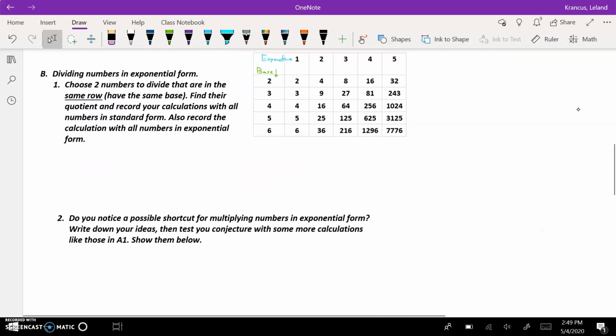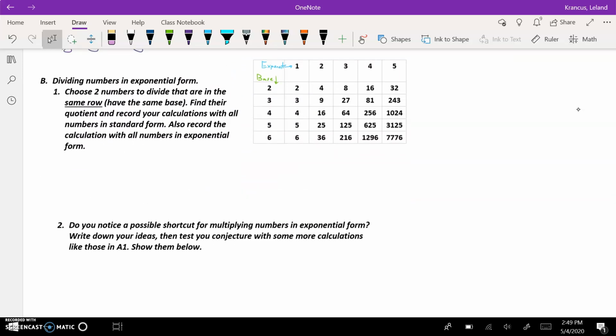Let's try the same thing using some division. On this one, try the same thing. Choose two numbers that are in the same row. Find the quotient of those numbers in standard form, and then also record your calculations with the quotient in exponential form. So for example, you could take something like 256, and you could divide that by 16.